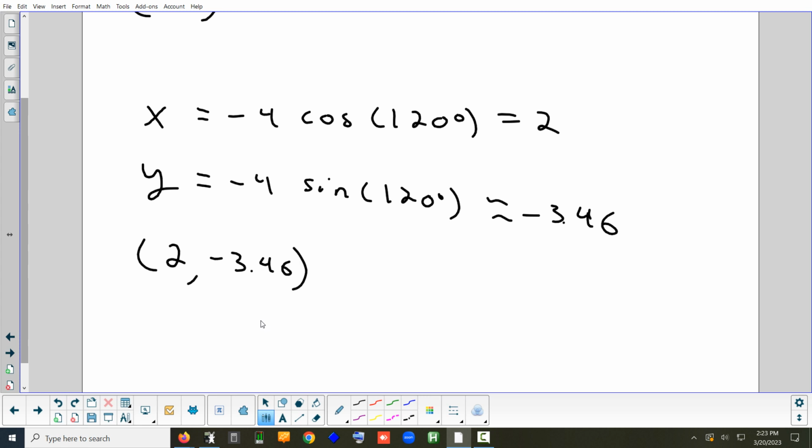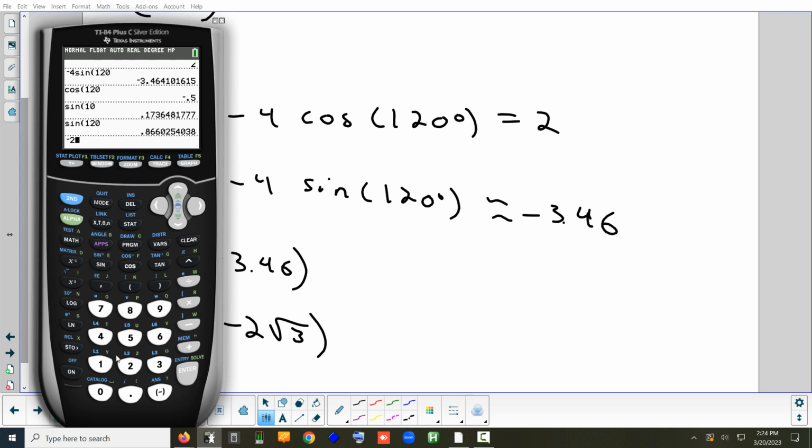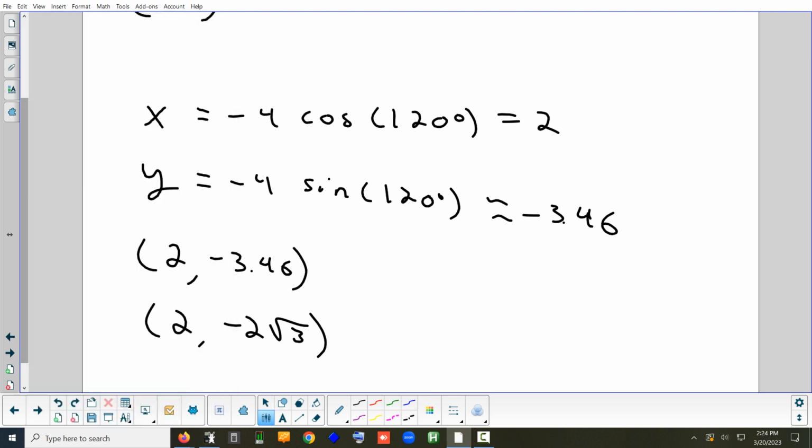So on the test, you might see that decimal value written like this: 2, comma, -2 square root of 3. And if you type in -2 square root of 3, -3.46. That's exactly what we got as a decimal. You don't have to know how to write it like this.